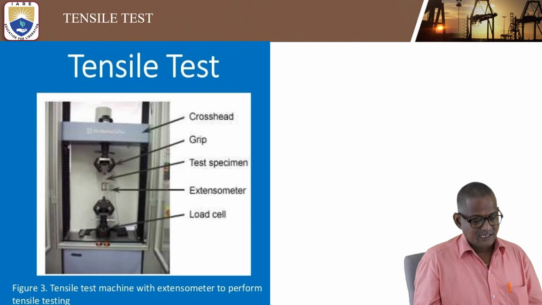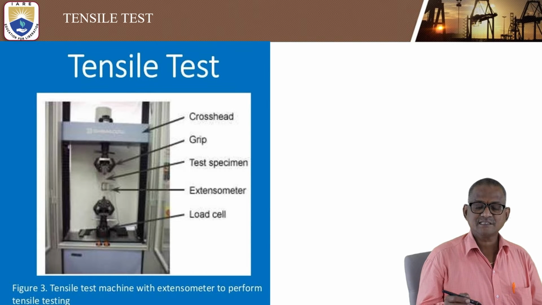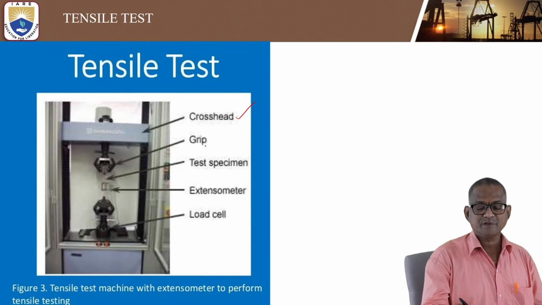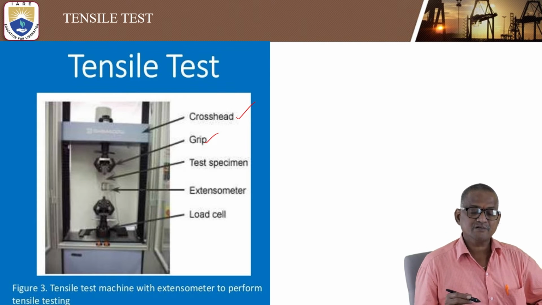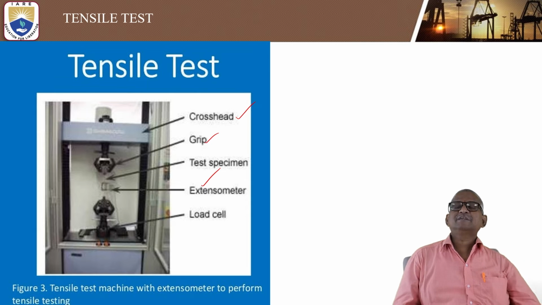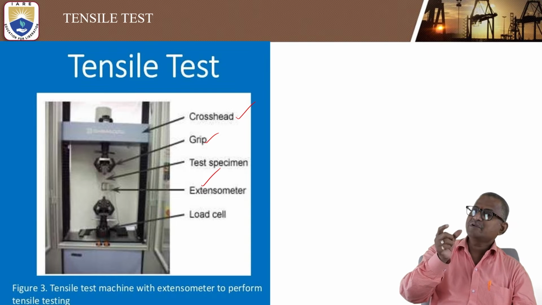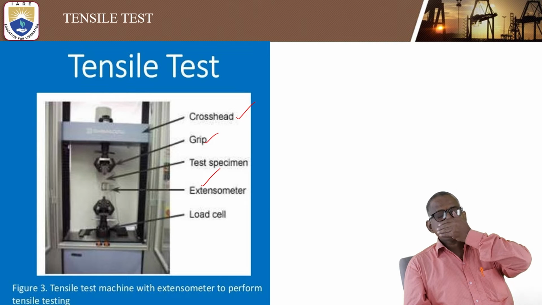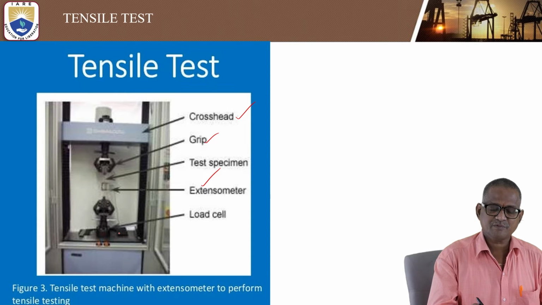Look at some constructional features of the tensile strength test machine. There will be a cross head, and these are the grippers. The main purpose of the gripper is to hold the test specimen. The extensometer will be kept near the test specimen, so that you can determine the dimensions within tolerance, and show it graphically. Another thing, a load cell is also given at the bottom.